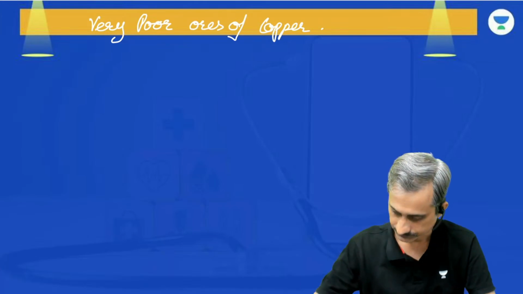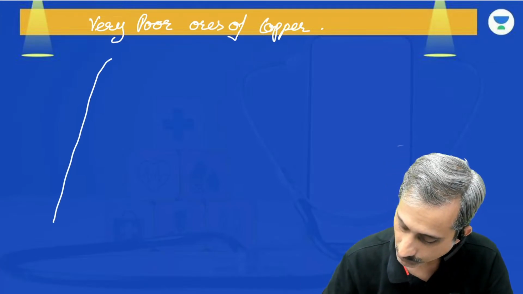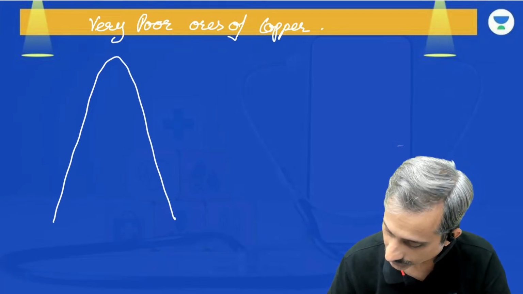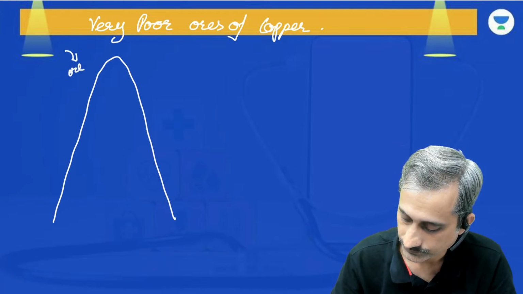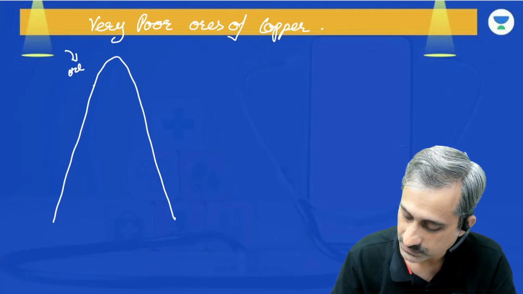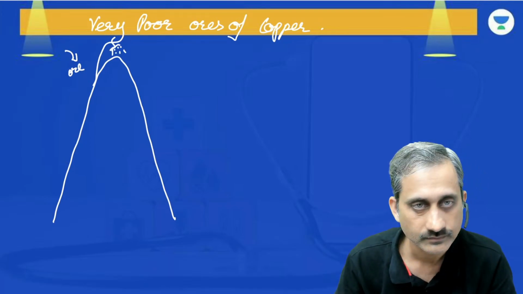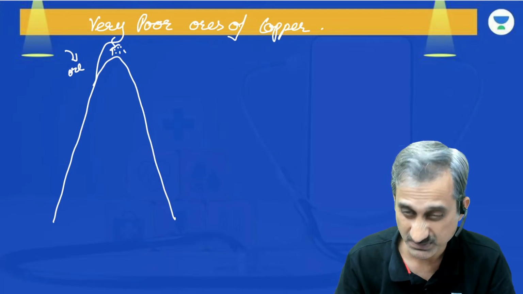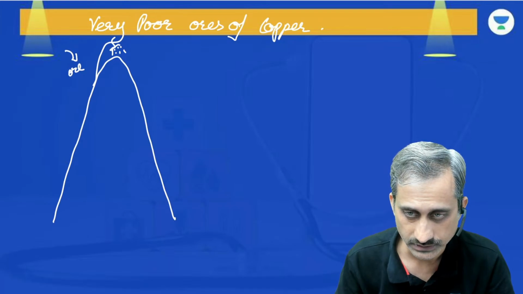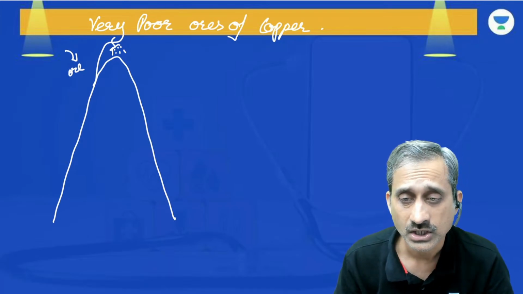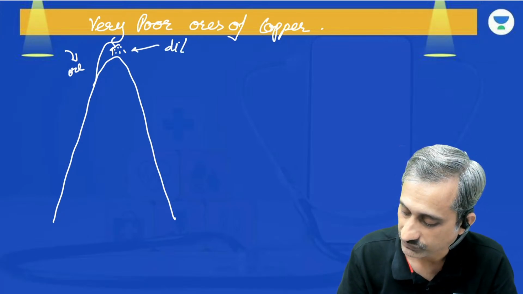What's a different method? We have an entire mountain of the ore. Okay, this is the ore. And there we put a sprinkler at the top. That will keep on sprinkling water on it. Now, please, if you find this sprinkler, don't go and take a bath in it because this sprinkler contains dilute sulfuric acid.